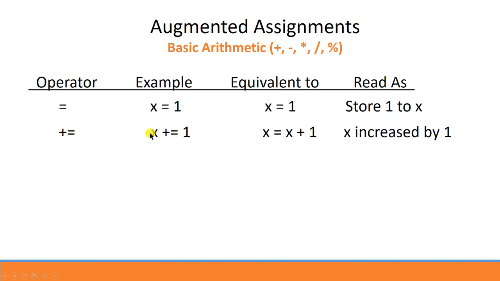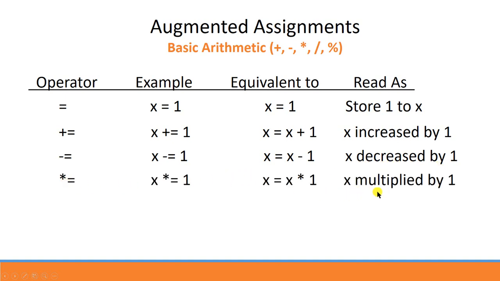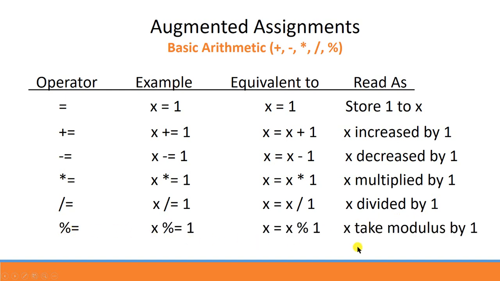And if you see a plus sign and the equal sign, it is written like this. We have x increased by 1. And it is equivalent to increasing the value of x and then assigning it to the variable x. So we read this statement as x increased by 1. Similarly, this one, we will read as x decreased by 1. And this one is x multiplied by 1. And this one is x divided by 1. And this one is x modulus by 1, and the result can only be 0.